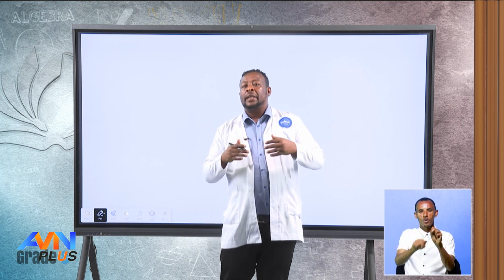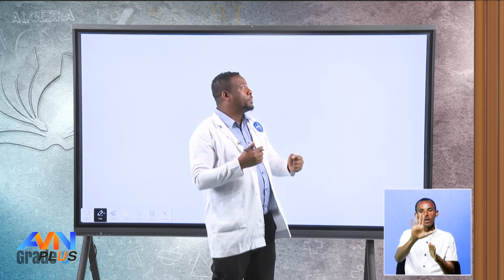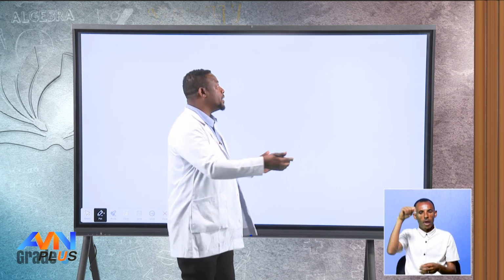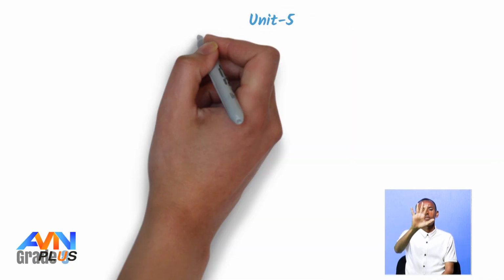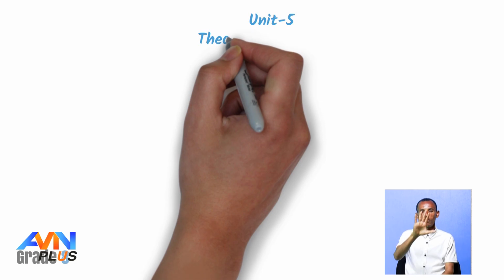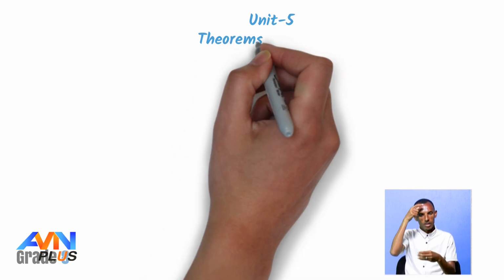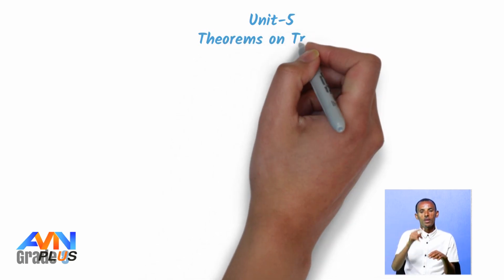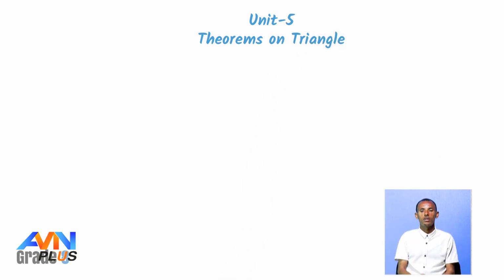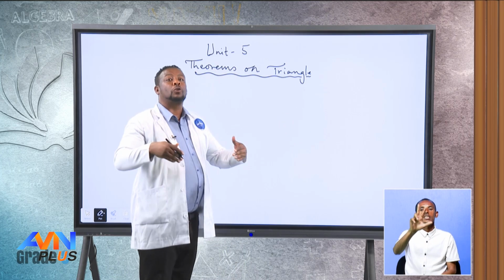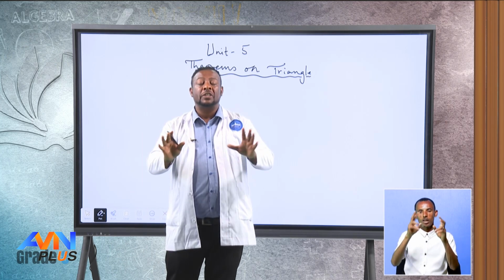Today we will start our discussion on the fifth unit, okay? The fifth unit is about theorems on triangles. Under this unit there are three major subtopics.